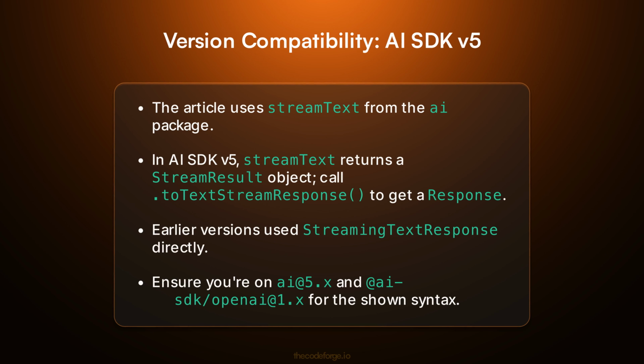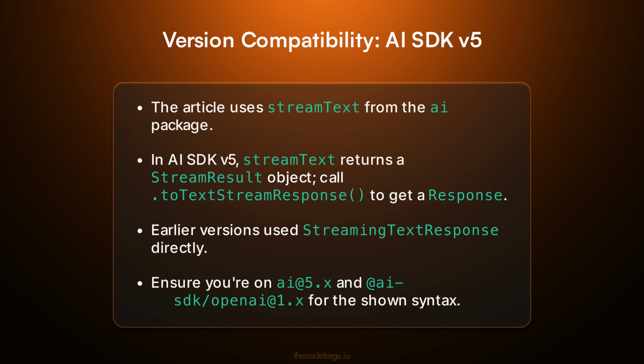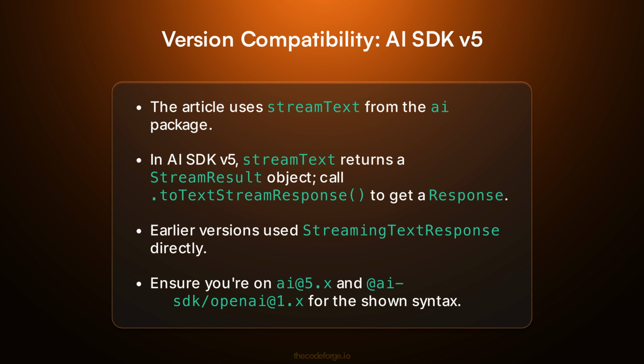The article uses streamText from the AI package. In AI SDK v5, streamText returns a stream result object; call toTextStreamResponse to get a response. Earlier versions use StreamingTextResponse directly. Ensure you're on ai@5.x and @ai-sdk/openai@1.x for the shown syntax.